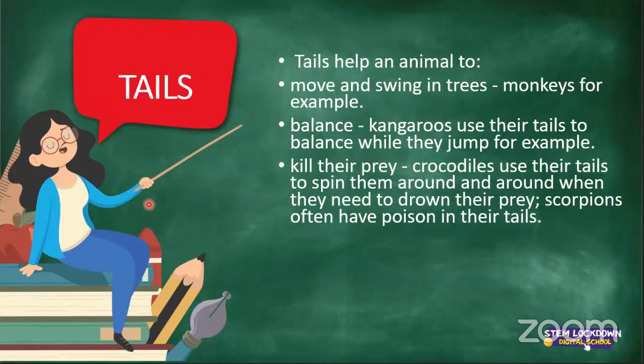Then another one is a scorpion. Some scorpions are poisonous, and they also have poison in their tails, and their tails bend forward. So that's how they can also use their tail to kill their prey.